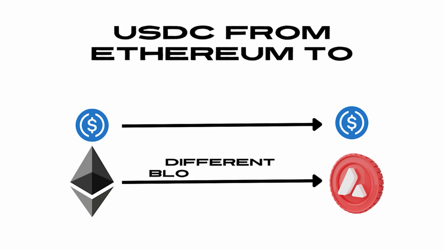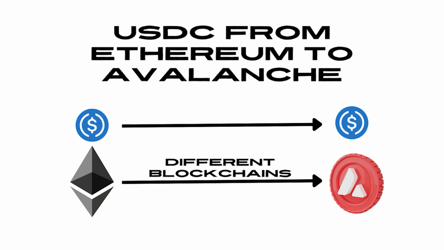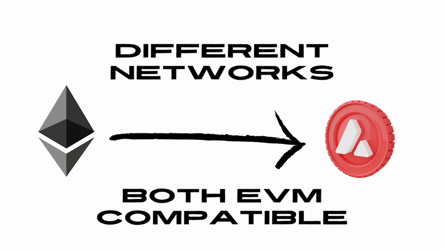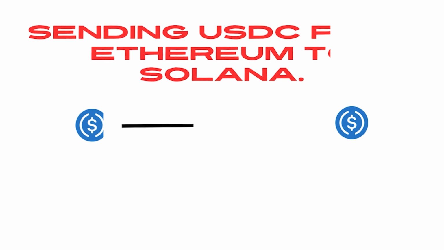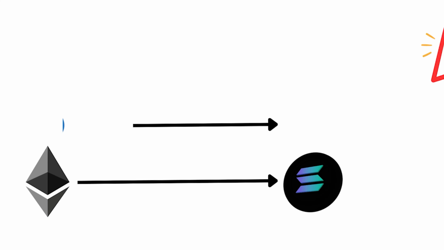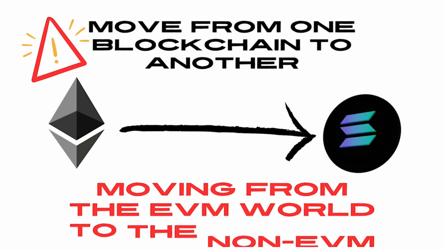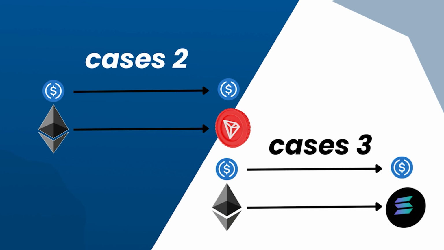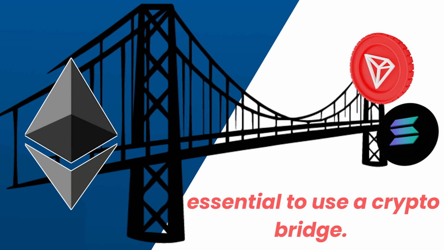The second event sees the transition of USDC from Ethereum to Avalanche. Here the matter changes. It is a movement between two different networks, both EVM. Finally, the third case, sending USDC from Ethereum to Solana. The game becomes even more complicated. In addition to moving from one blockchain to another, we will be moving from the EVM world to the non-EVM one. Well, the most important notion to adopt is that to operate cross-chain, therefore in cases 2 and 3, it is essential to use a crypto bridge.